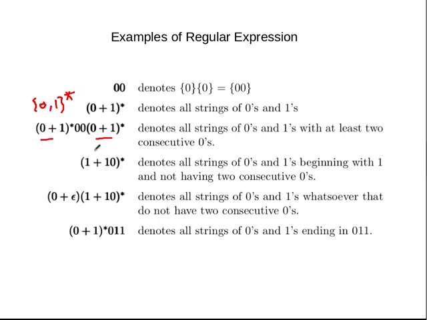Now what is this? So I claim that the set of strings here can be expressed like this. So it denotes all strings of 0s and 1s beginning with 1 and not having 2 consecutive zeros, right? So okay, it begins with 1. That is easy to see, because this is 1 and 1 0, and then it's star, right?